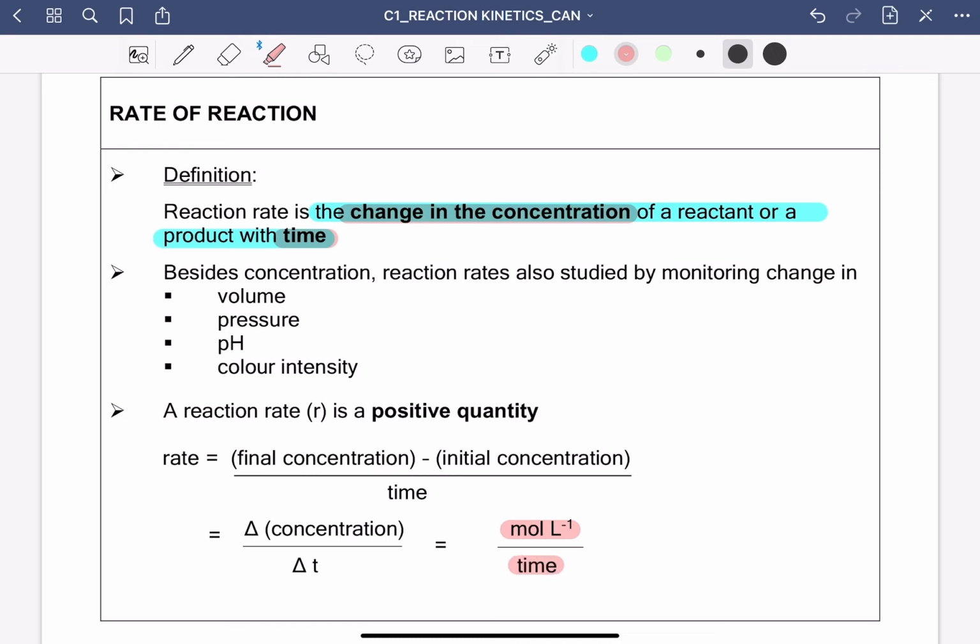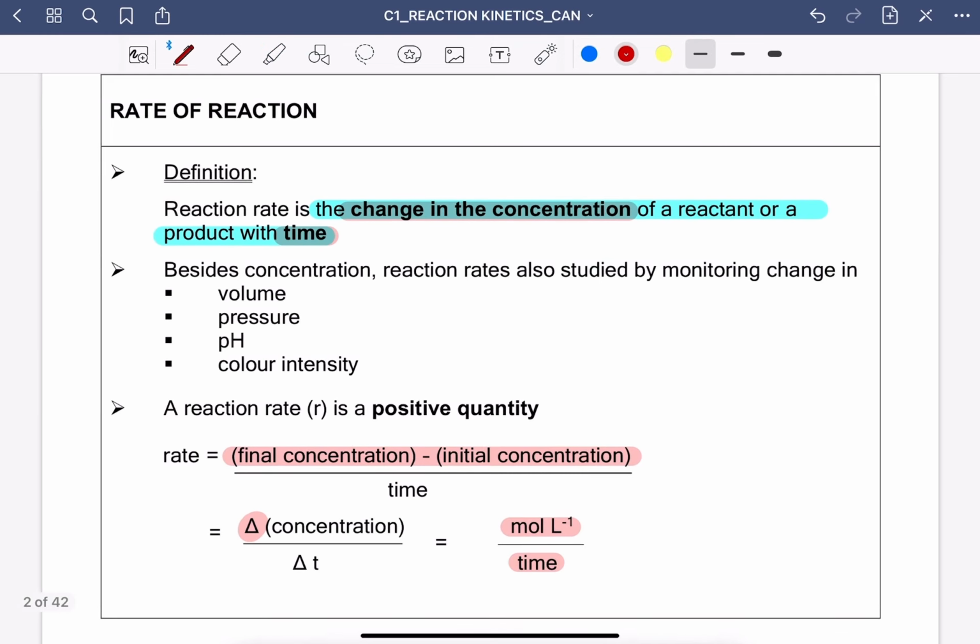So to get the change of concentration, you need to calculate the final concentration minus the initial concentration, over the time. Of course, because this is a change, we put the delta sign over there. So again, when we are talking about reaction rate, we are talking about the change of concentration over time.